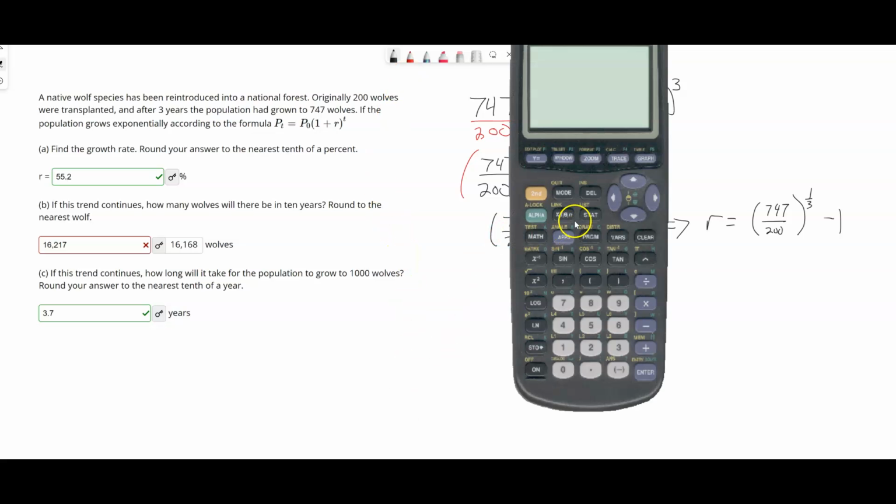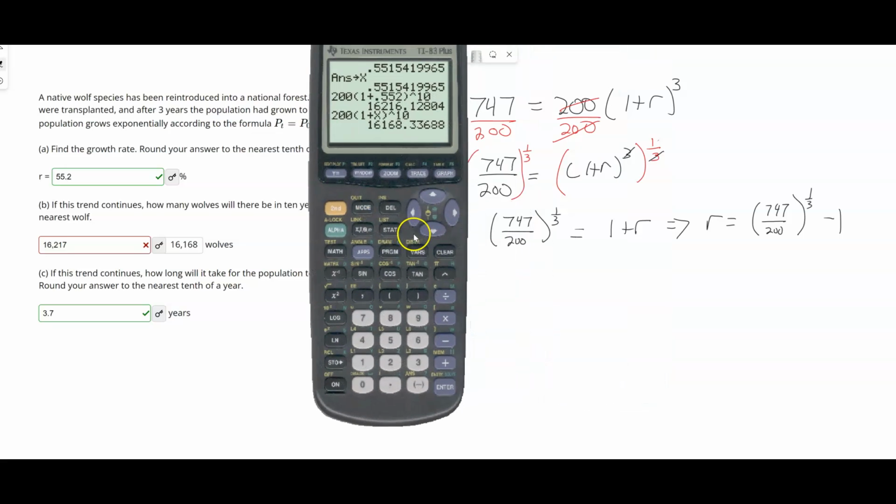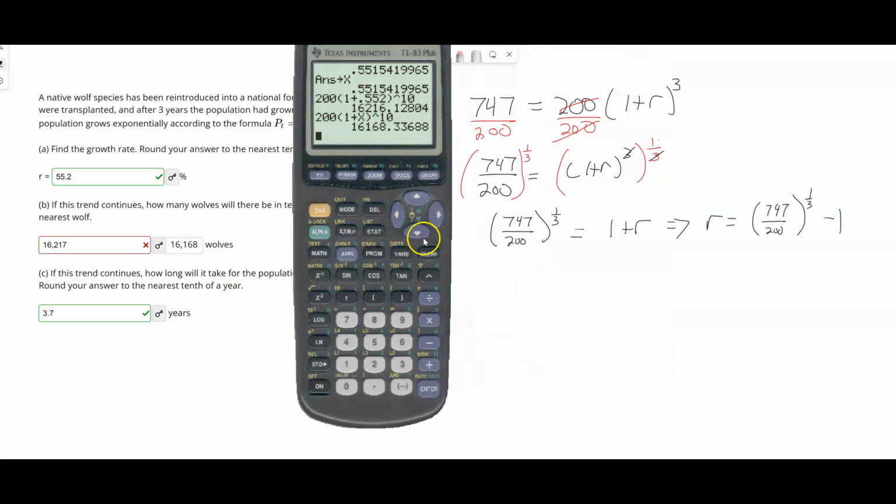So taking a look at the calculations, we would have parenthesis 747 divided by 200 to the parenthesis 1/3, and then minus 1. This gives us a decimal form for r.